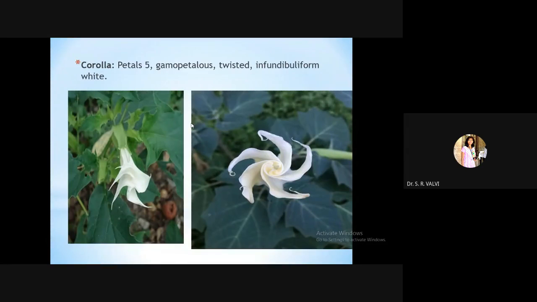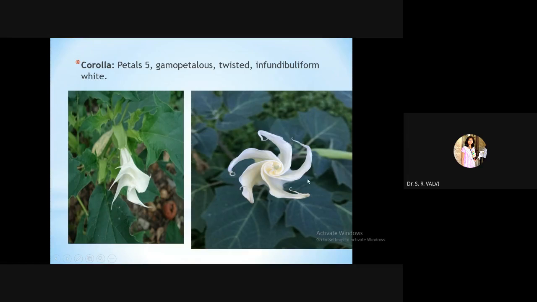Now the next characteristic, the corolla. See how many petals are there. You can calculate the number of petals. So total petals here is 5. Okay, so 5. Here see 1, 2, 3, 4 and 5.